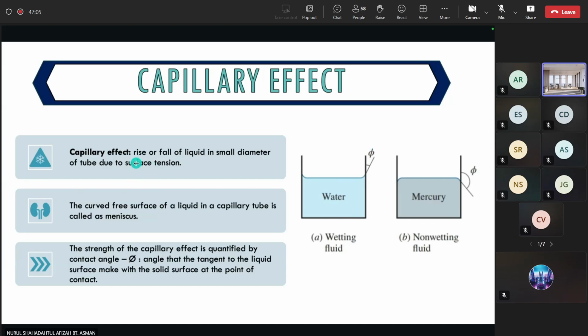So capillary effect is also can define as rise or fall of liquid in small diameter of tube due to surface tension. And then the curved free surface of liquid in a capillary tube is called as meniscus. Untuk water dia the shape dia U, and for mercury ia terbalik. The strength of the capillary effect is quantified by the contact angle. This is the angle that the tangent to the liquid surface make with the solid surface at the point of contact.